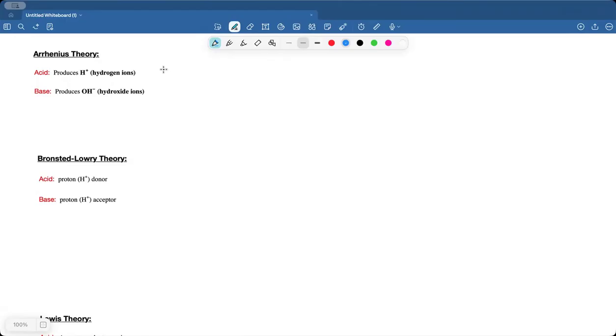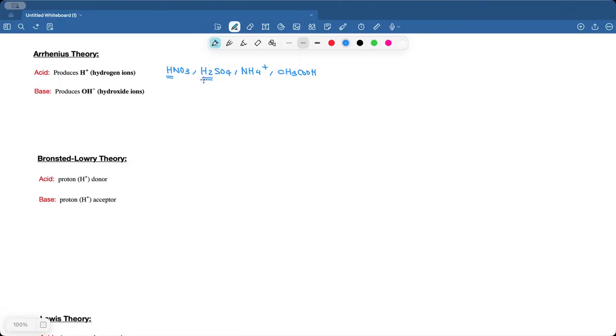So examples of Arrhenius acids are something like HNO3, H2SO4, NH4+. Pretty much anything that has an H or H+ that can be donated is considered an acid, or even some organic acid like CH3COOH. Here, this has one hydrogen to be donated, so this is an acid.